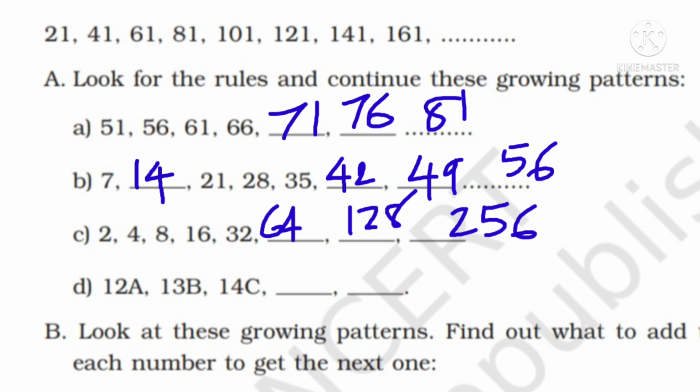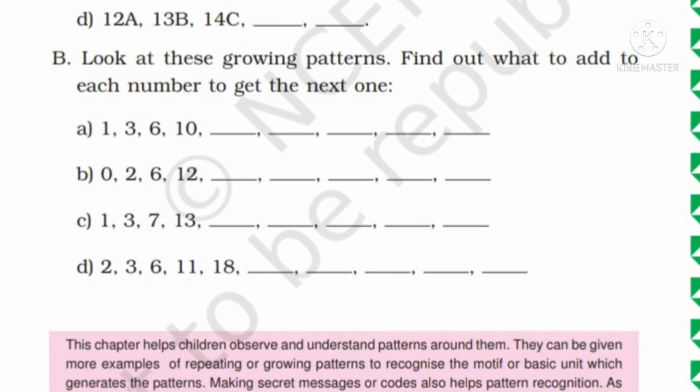Very good. 11D, 12A, 13B, 14C, then what will be the rest? 15D, 16E. The numbers are just moving 12, 13, 14, 15, 16 and the letters A, B, C, D, E. Simple. Look at these growing patterns.